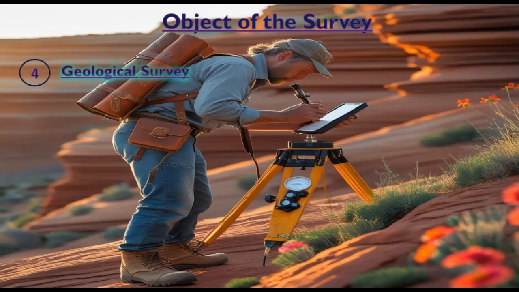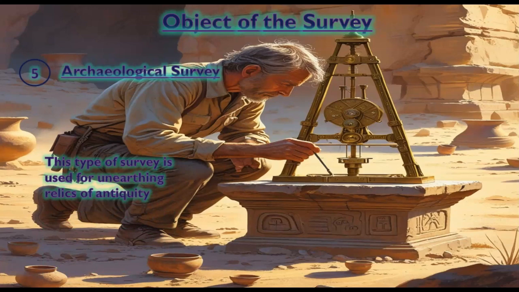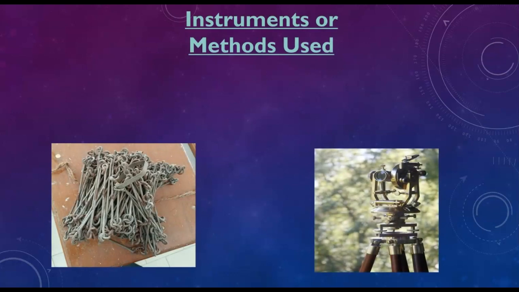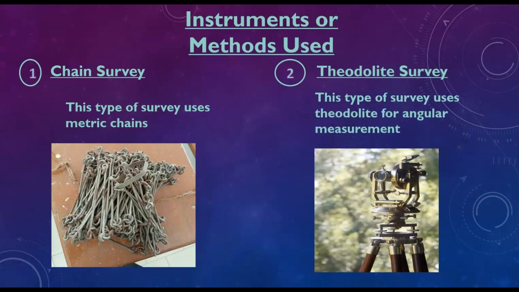The fourth classification is geological survey. This type of survey is used for determining layers of Earth's crust. And the last classification is archaeological survey. And this type of survey is used for unearthing relics of antiquity. Now, based on instruments or methods used, there were 7 classifications, and the first one is chain survey. This type of survey uses metric chains as shown. Theodolite survey. This type of survey uses theodolite for angular measurements.